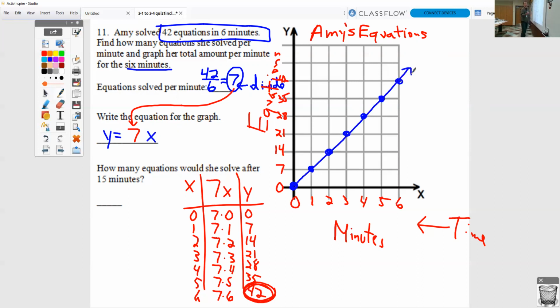Put your arrow. We only put an arrow in the upper right. We don't put one down there because it would keep on going and we would have negative minutes, which doesn't make any sense, and negative equations. How many equations would you solve after 15 minutes? All you have to do is take that 15 and sub it in for x. 7 times 15 is 105.